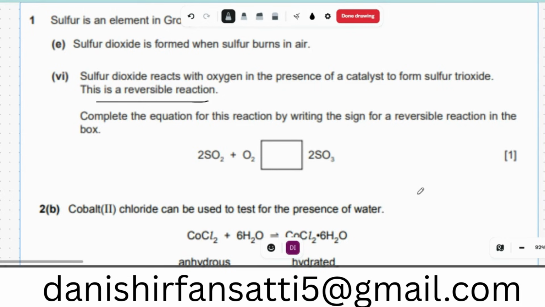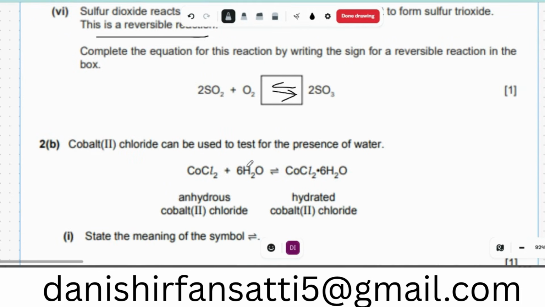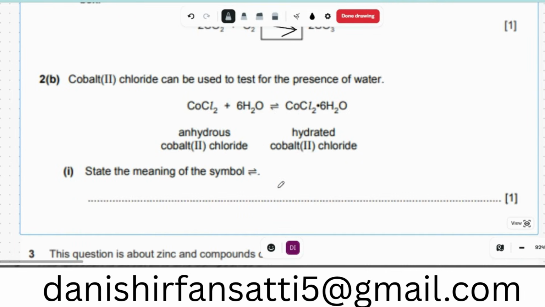So that would be the sign for that. That is forward as well as backward. Cobalt chloride can be used to test the presence of water. CoCl2 plus 6H2O gives us CoCl2 plus 6H2O, that is a reversible reaction. The meaning of this symbol is that it's a reversible reaction.